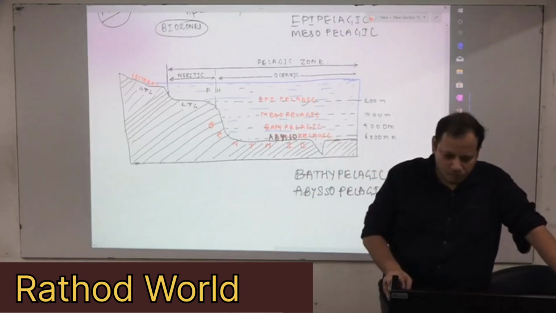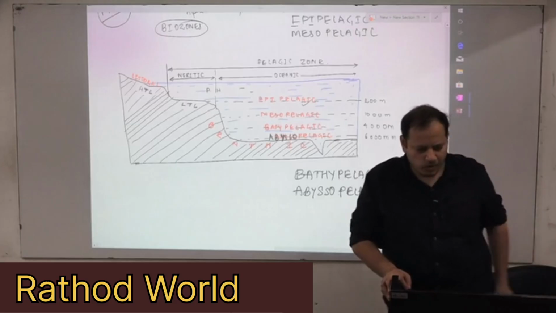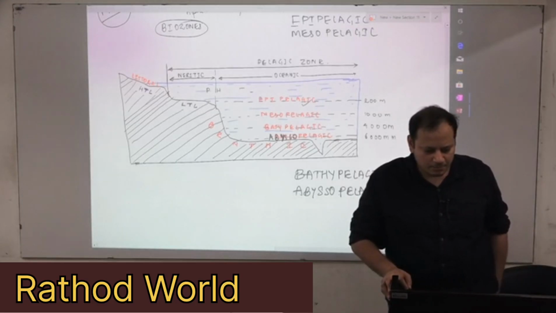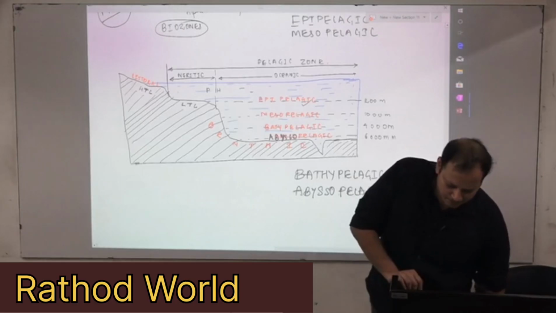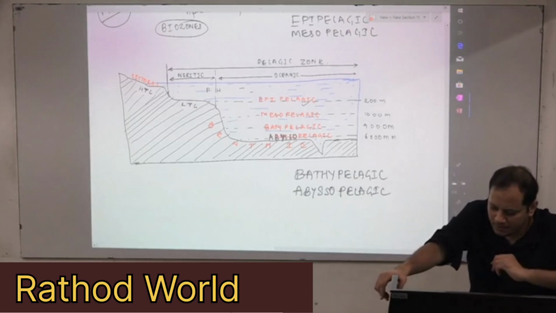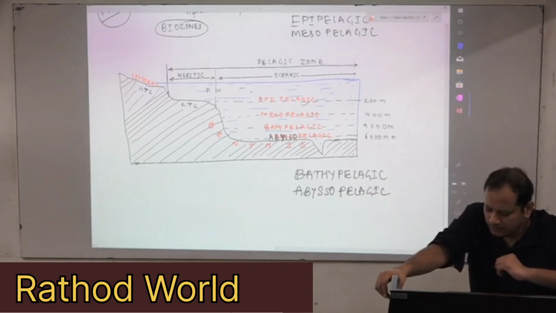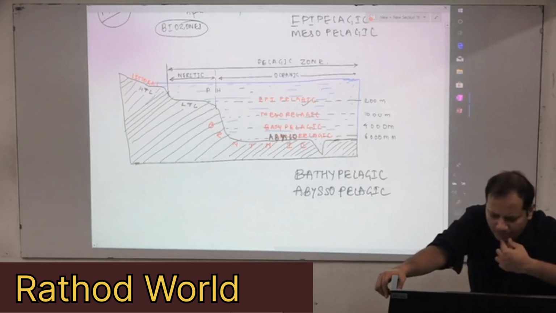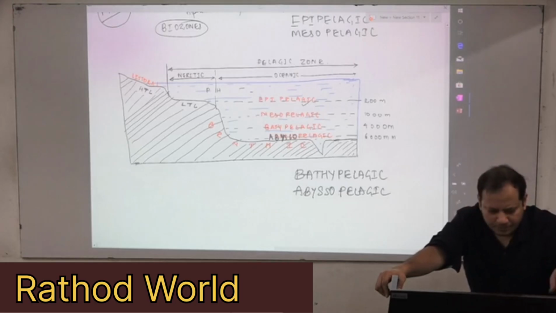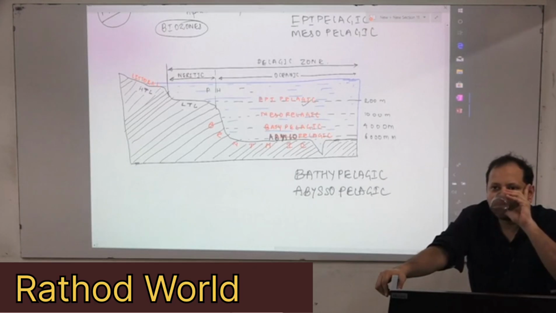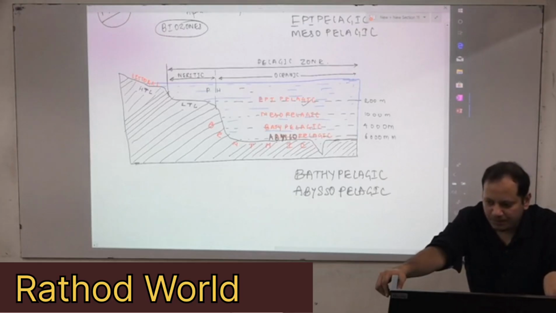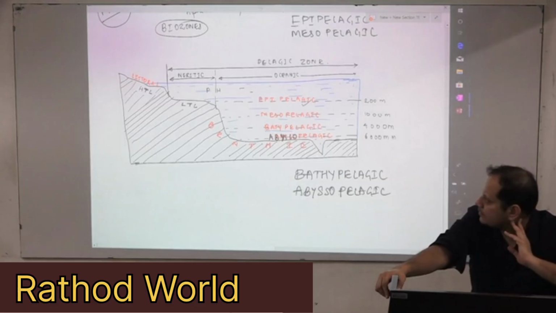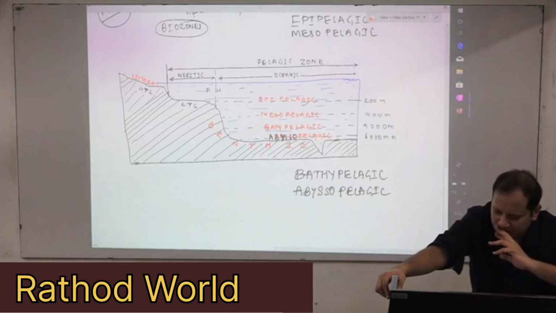epipelagic. Up to 200 meters. It is similar to neritic biome in terms of light energy, but with lesser species.